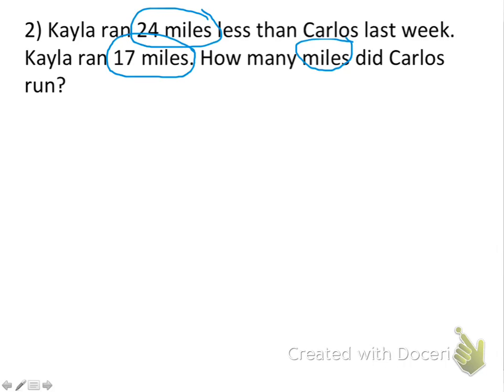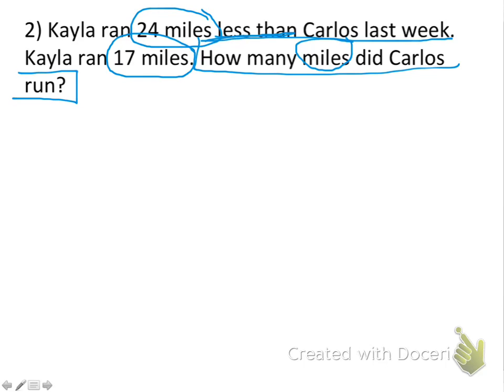Then we're going to underline important math words. So Kayla ran 24 miles. Less than is an important math word. That's going to help us with the operation. Next, box the question. Our question is, how many miles did Carlos run? So we're going to box this question. And then E, eliminate unimportant information, and there isn't any in this question, so we're not going to worry about it. Next step, write a let statement.